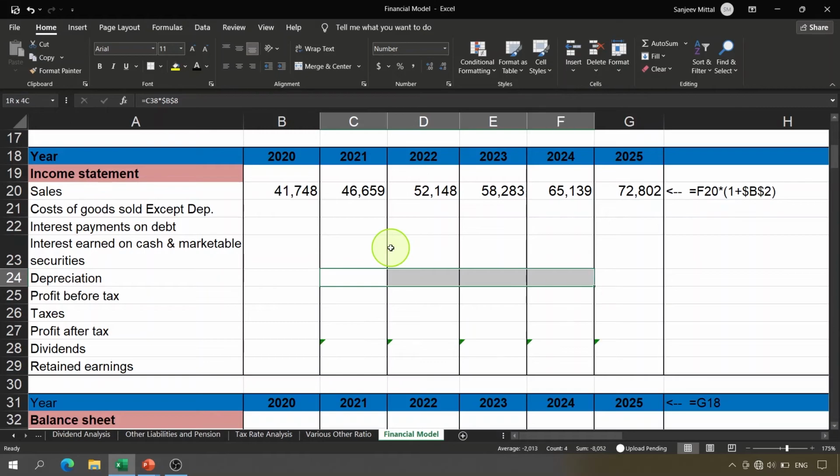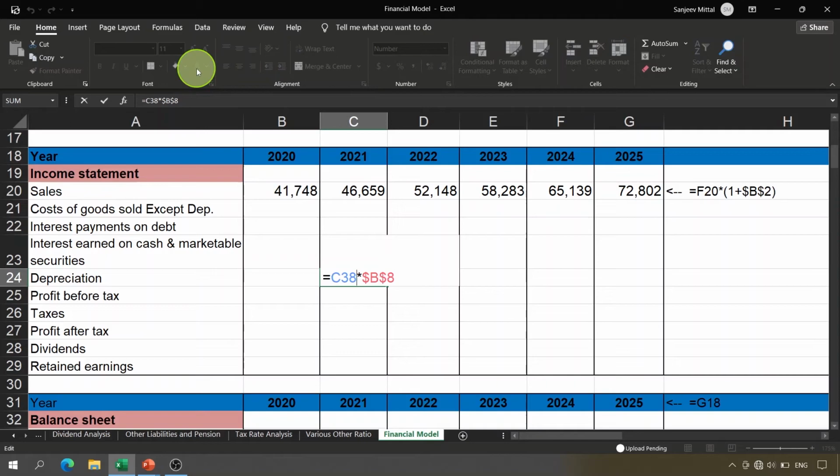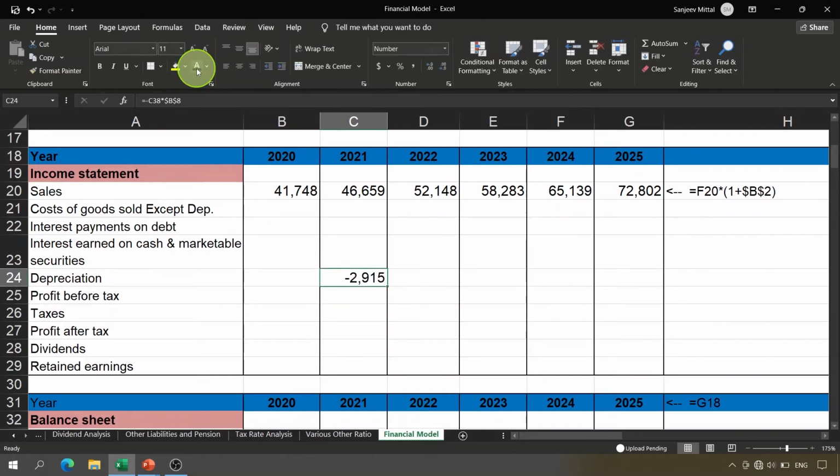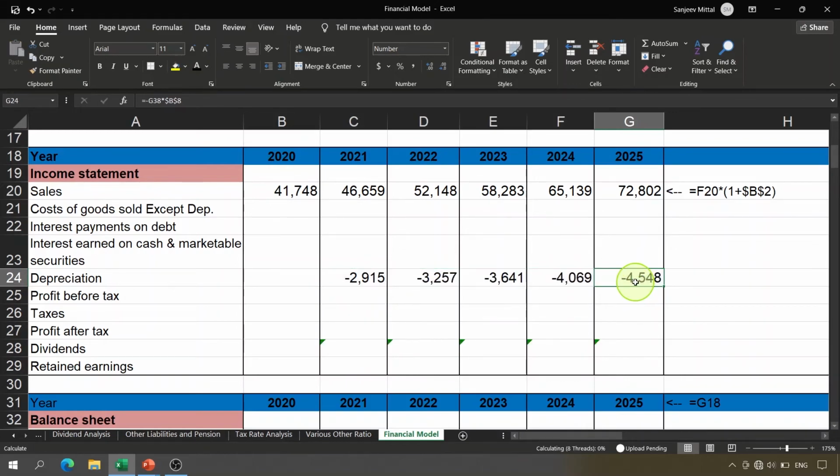Let me change the color of these columns, and you will see that this is the depreciation amount here. Now how we have calculated this number, and this is an expense, so I need to show you this in a negative way. Now in the similar pattern, if I copy this formula and paste till the end of year 2025, we will get our final depreciation amount for all the 5 years till year 2025 as this number.